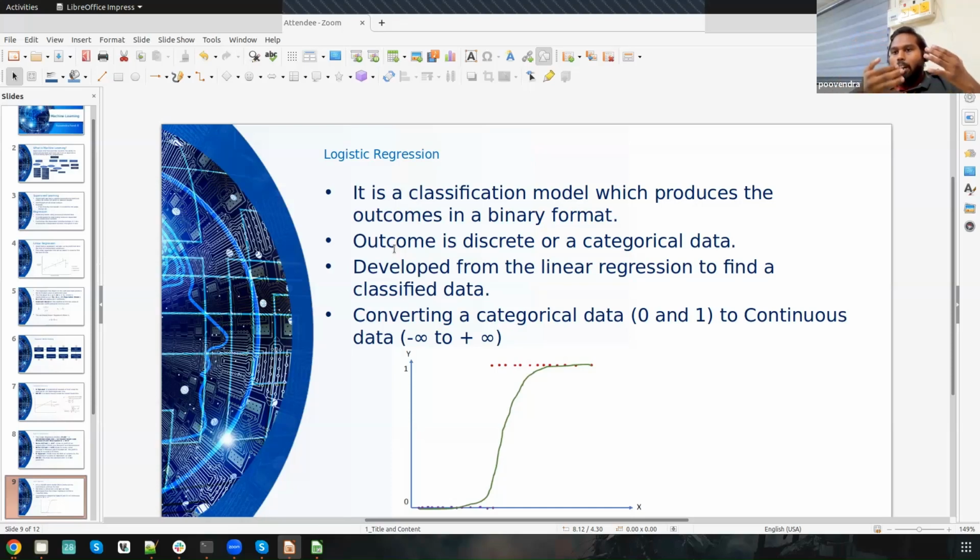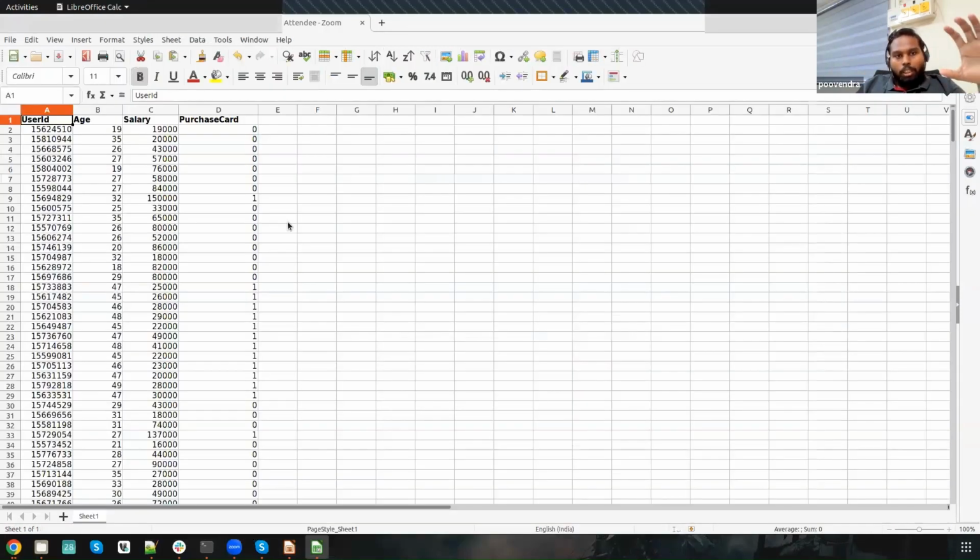On the other hand, I have categorical data. How am I going to predict this kind of data, whether he is going to come or not, true or false, he is going to buy or not? For that purpose, I'm going to convert that categorical data into a continuous format, from minus infinity to plus infinity, so that I can predict it the same way I applied linear regression.